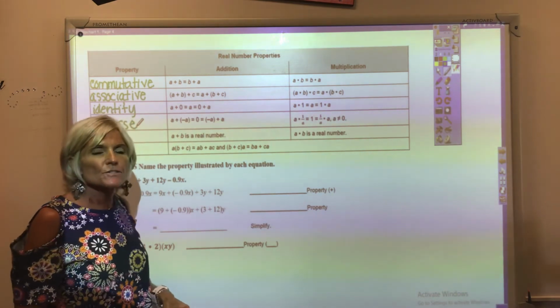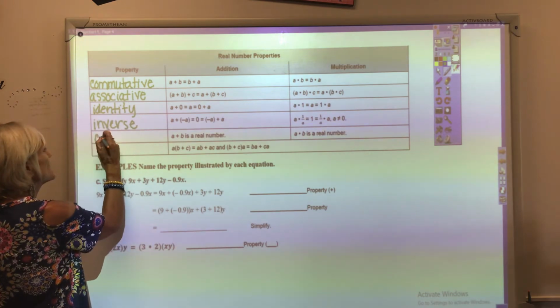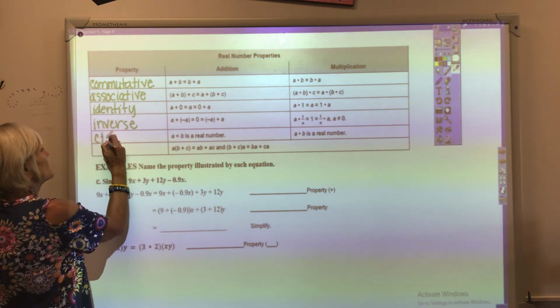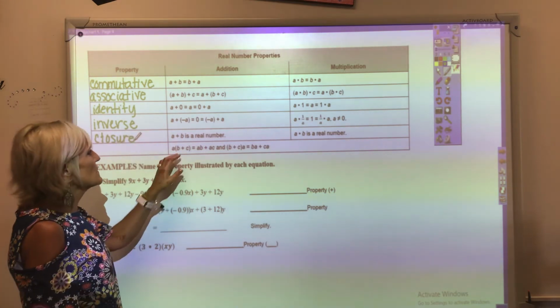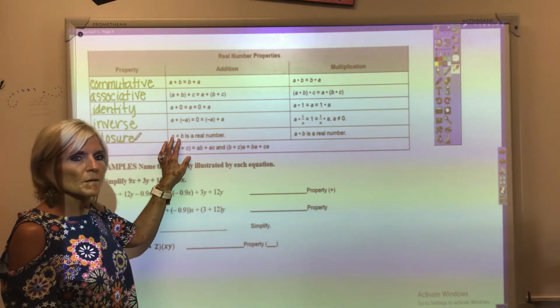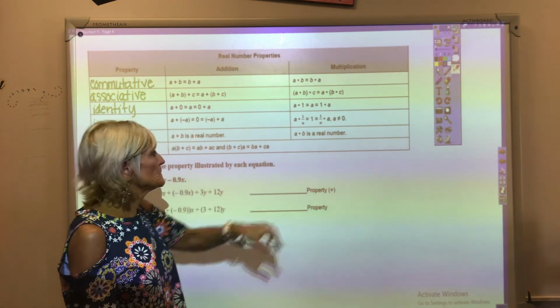The next property is just called the closure property. The closure property just says that if you add 2 real numbers, you get a real number. If you multiply 2 real numbers, you get a real number.